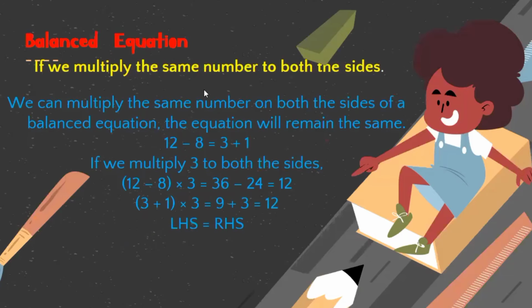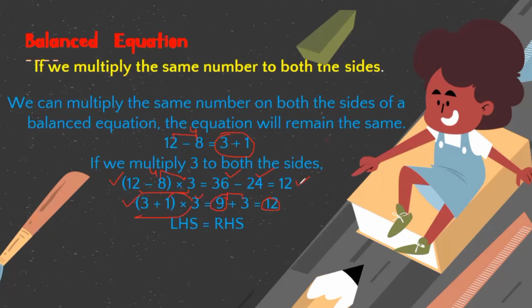Similarly, if we multiply both sides by the same number, the new equation will also be a balanced equation. For example, take 12 minus 8 is equal to 3 plus 1. On the left hand side, 12 minus 8 is 4, and 4 multiplied by 3 is 12. You can also multiply 3 with each term: 3 times 12 is 36, 3 times 8 is 24, and 36 minus 24 is 12. The right hand side is 3 plus 1, also multiplied by 3. So 3 times 3 is 9, and 3 times 1 is 3, and 9 plus 3 is 12.